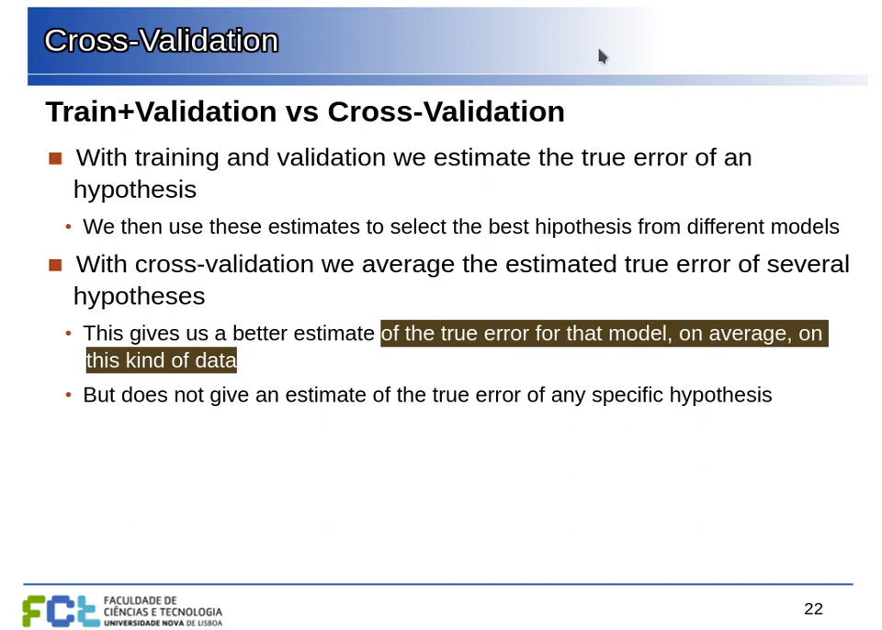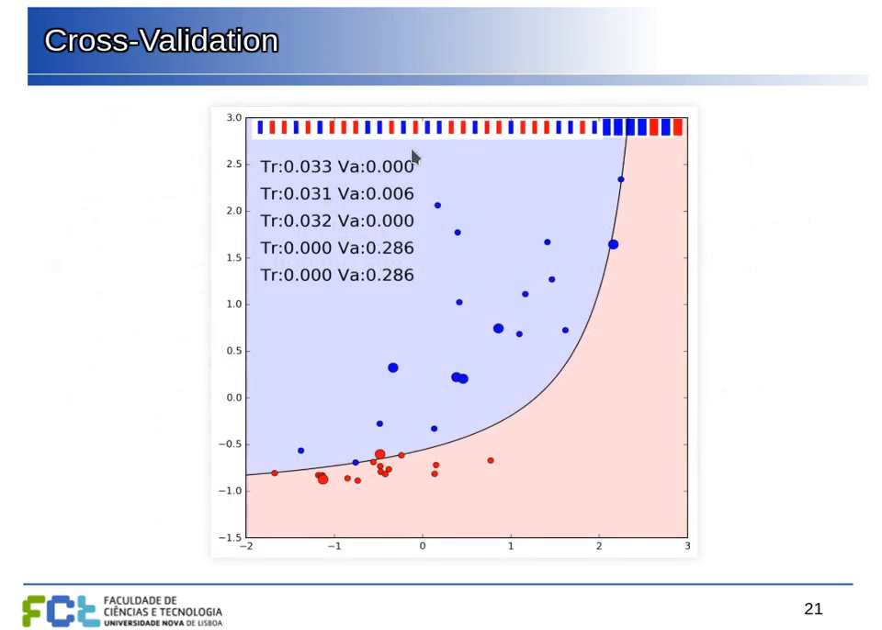So if we average these values here, which are the validation errors of the different hypotheses, we get an estimate of what, on average, is the error that our model will give us in the hypothesis we obtain when we train it on this kind of data. So this would be, in a sense, an estimate of how this model will perform on this kind of data when we train it and obtain the best hypothesis.